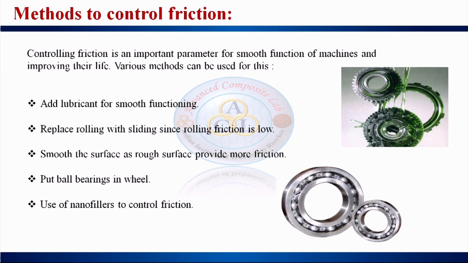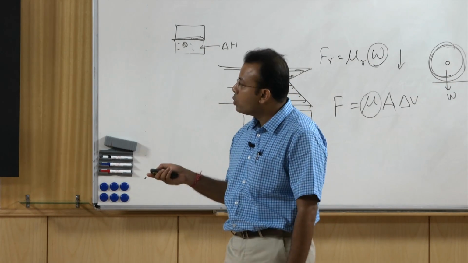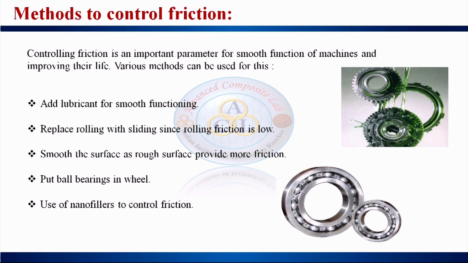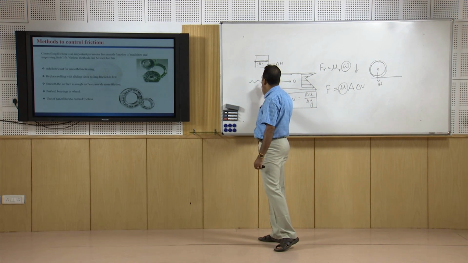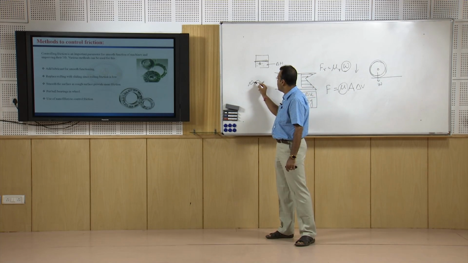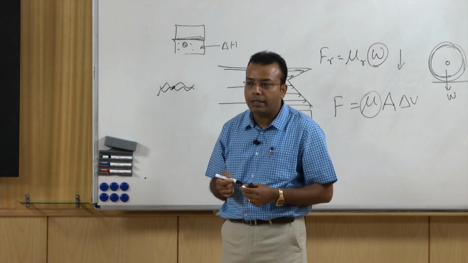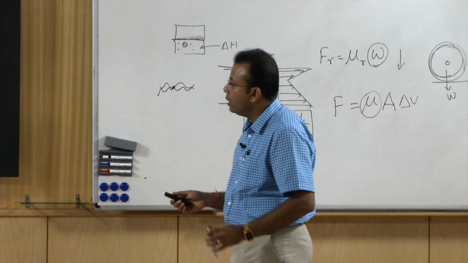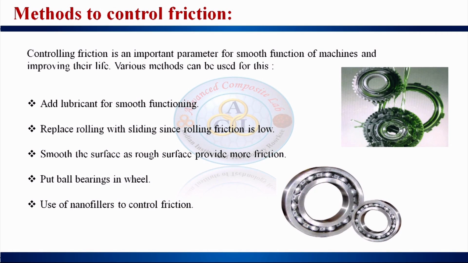Number two, replace sliding with rolling, since rolling friction is low, as I have already explained that rolling friction is much lower than static friction. Number three, smooth the surface, as a rough surface provides more friction. From the first image, if you remember, I showed that if our surface is not smooth, there will be a chance of the contacting area creating some interlocking between them, so that automatically the frictional force will be more. Fourth one is to put ball bearings in wheels, so that it will create rolling friction instead of static friction.